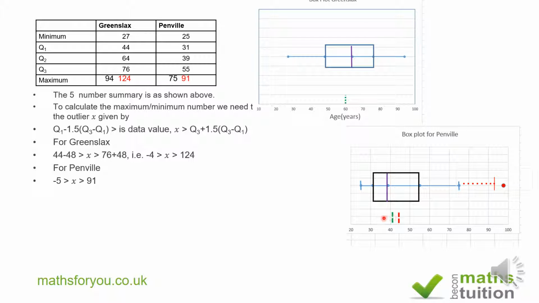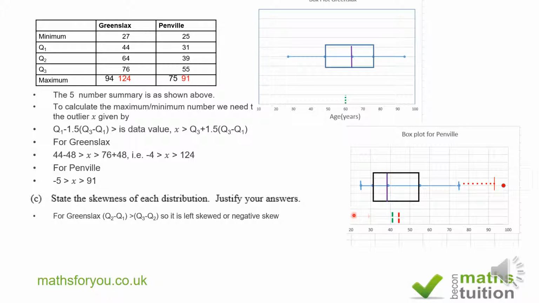Also note here, the green bit is the mean for the Penville distribution. Now the mean is about 42 there, and the median for Penville distribution is 39. So the mean is greater than the median, and that is an indication of positive skewing. So it's skewed to the right hand side. Now the red here is the mean if we include the outlier.